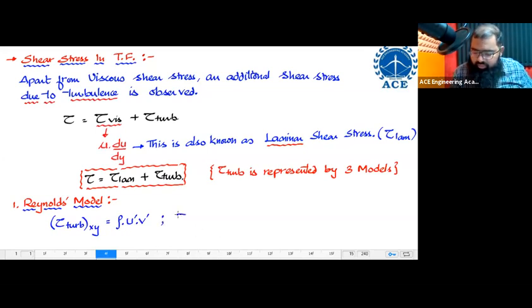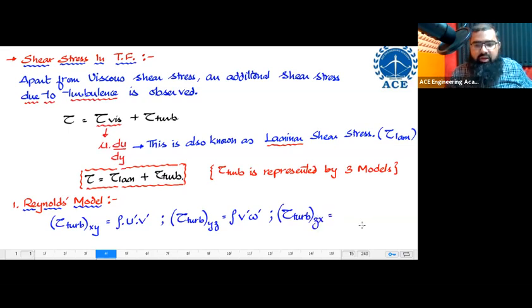For example, tau turbulent in YZ plane will be equal to how much? Again, it has to start with density. Then since I'm having Y, I should write fluctuating velocity in Y, that is V prime. Since I'm having Z, fluctuating velocity in Z, W prime. Lastly, tau turbulent in ZX plane is going to be equal to how much? Use the same logic. Density multiplied to fluctuating velocity in Z, which is W prime, and fluctuating velocity in X, which is U prime. This is what I'm going to have.